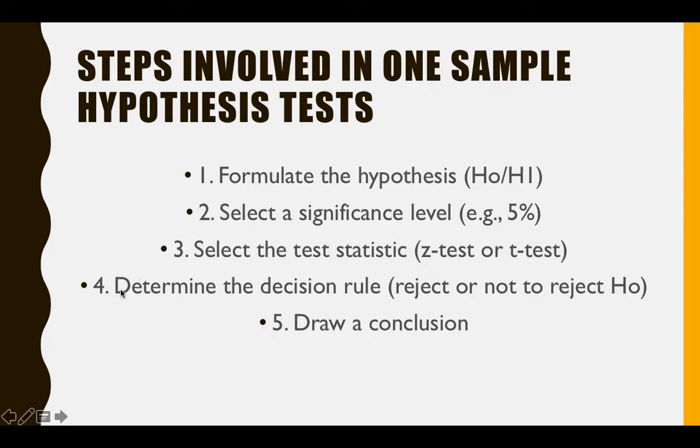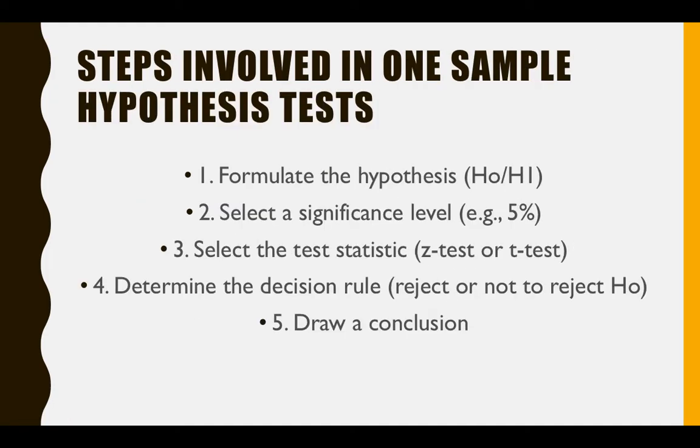Step number 4 is to make a decision. So based on your z-test or your t-test, you should be able to make a decision whether to reject or not to reject the null hypothesis. Once you have done with your decision, you make a conclusion. So those are the 5 steps involved in one sample hypothesis test.